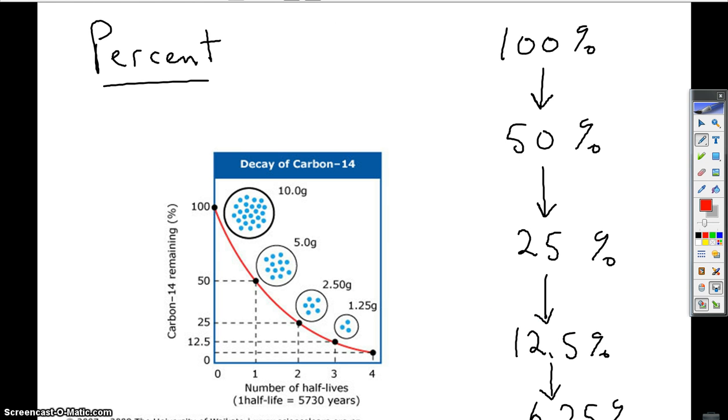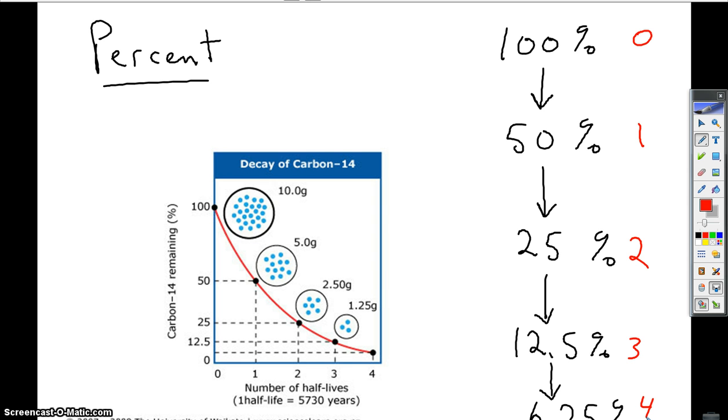Okay, so that's one way that we can look at it, is we can look at the percent. And if we look at this diagram right here, it shows the decay of carbon-14. And if we look on the left, the y-axis, we can see the percent. So if we start at time 0, we have 100% of a compound. And after one half-life, we have 50%. After two half-lives, 25%. After three half-lives, 12.5%, and after four half-lives, 6.25%. So that's one way that we can look at it.